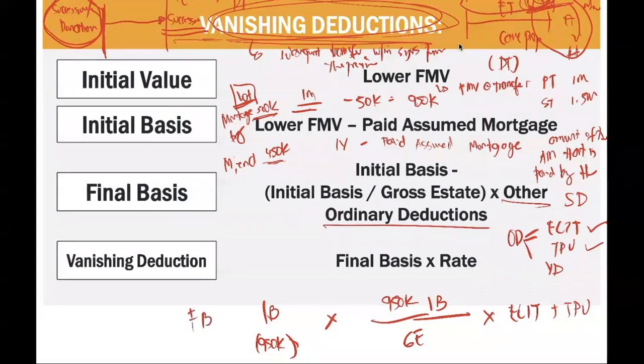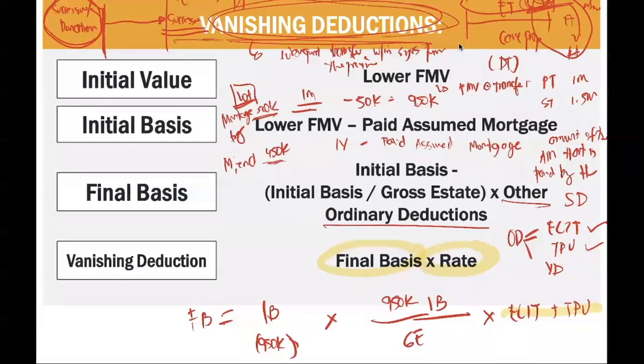So final basis is equal to your initial basis multiplied by initial basis over gross estate multiplied by other ordinary deductions. Other ordinary deductions talks about your ELIT plus TPU. Now we talk about your vanishing deduction. What is your vanishing deduction therefore? Your vanishing deduction is equal to your final basis times the rate. The question is, what is the rate?